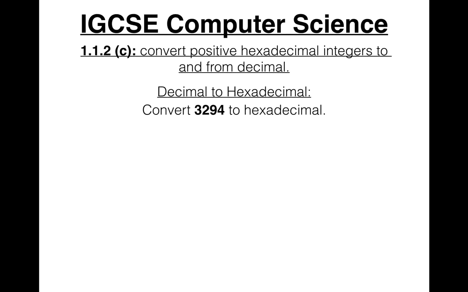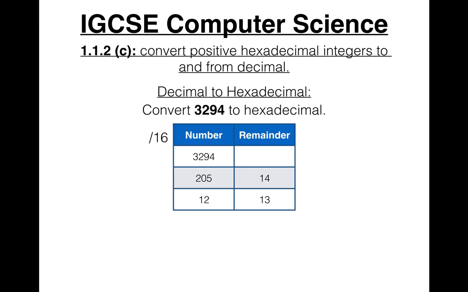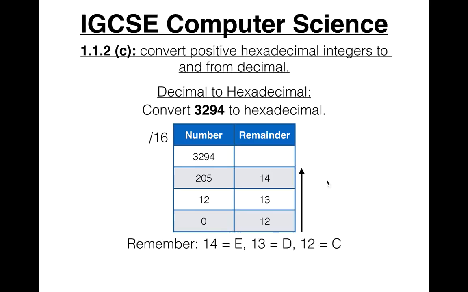So 3,294 to hexadecimal. So again, set up your table. 3,294 divided by 16 gives us 205, remainder 14. Dividing that would give us 12, remainder 13, as in 205 divided by 16 would give us 12, remainder 13. And then, of course, 12 divided by 16 is 0, remainder 12. We read the values from bottom to top. So remember that 14 is E, 13 is D, and 12 is C. So 3,294 is CDE.